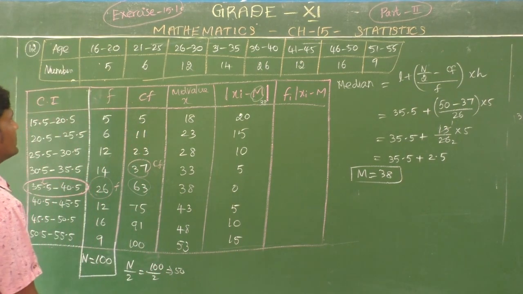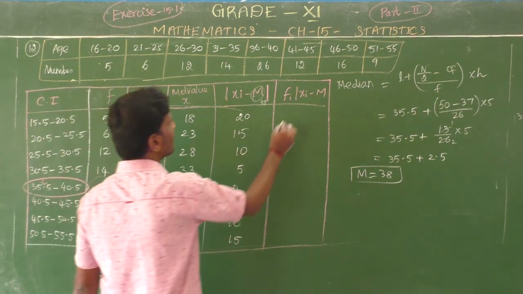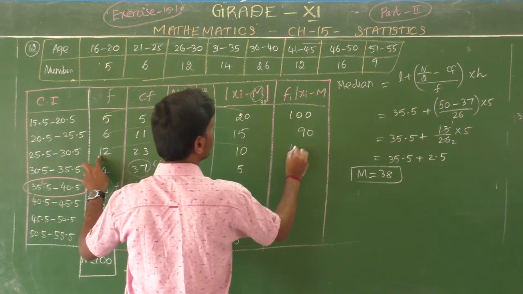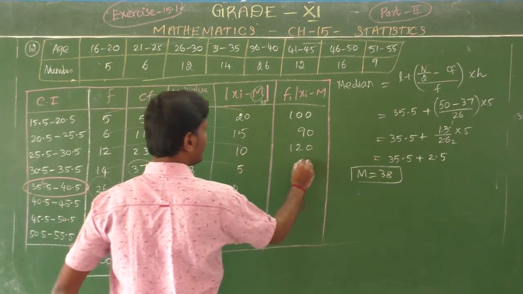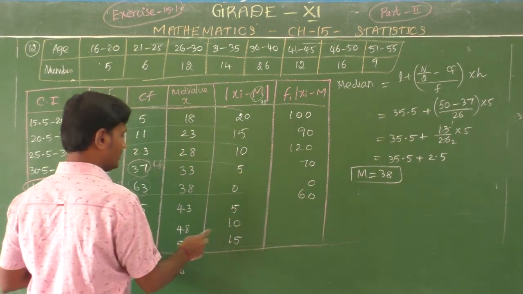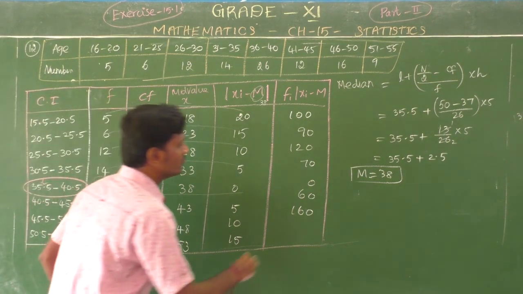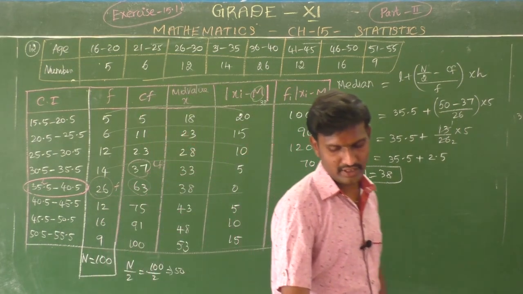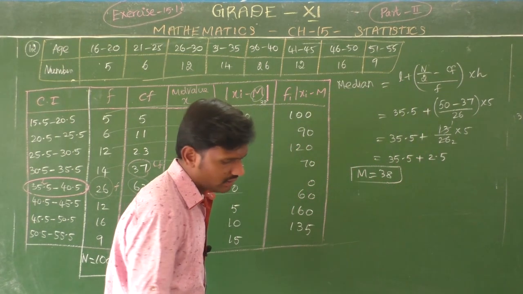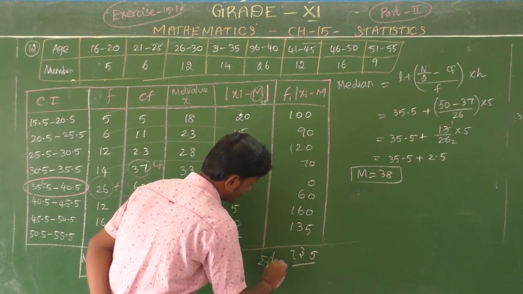Now I am going to multiply f into the absolute value, modulus of xi minus M. So 5 20s are 100, then 6 15s are 90, then 12 10s are 120, 14 5s are 70, 26 into 0 is 0, 12 5s are 60, 16 10s are 160, finally 9 15s are 135. Split and multiply, it will be easy for you. Now add all these: the total comes to 735.